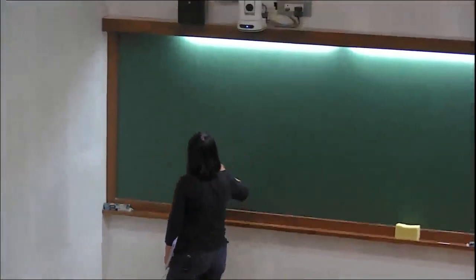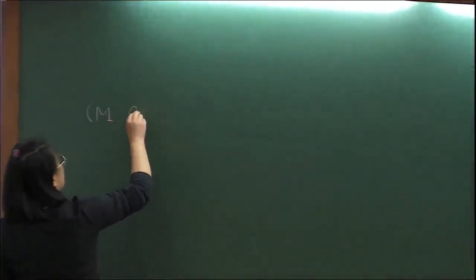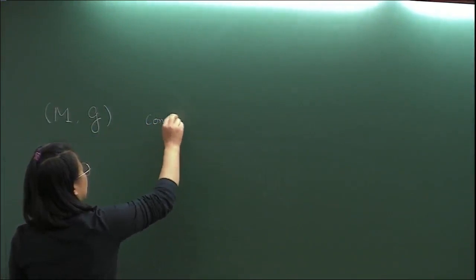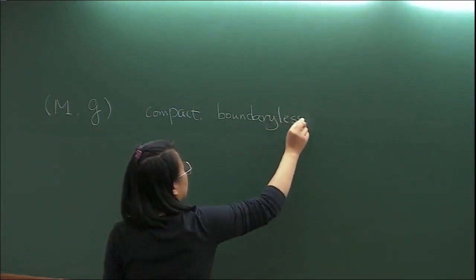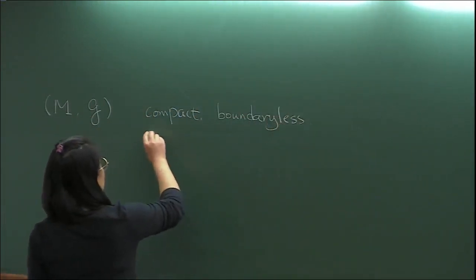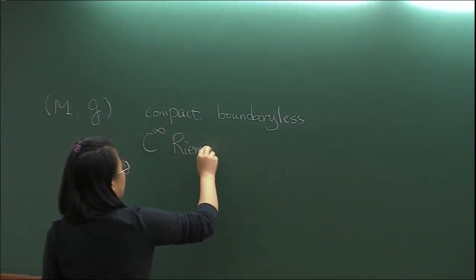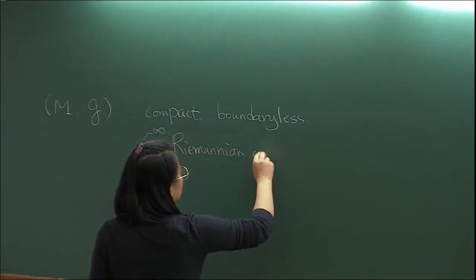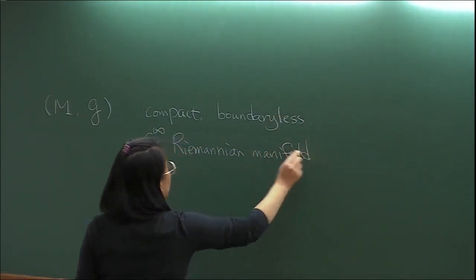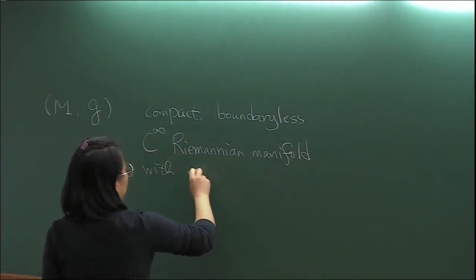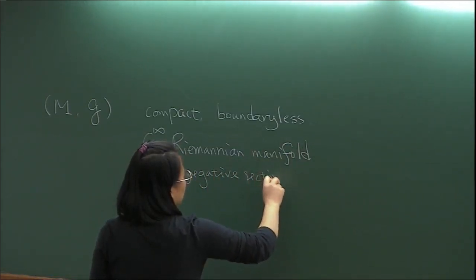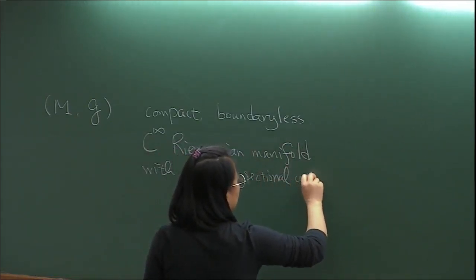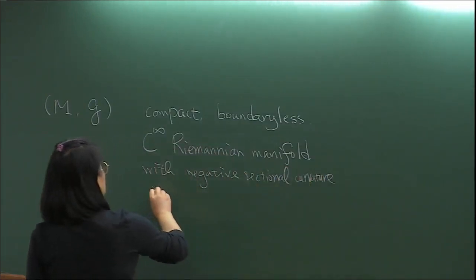So what we will talk about, basically we will consider this M, which is a compact, boundaryless, C infinity Riemannian manifold with negative sectional curvature and dimension d.